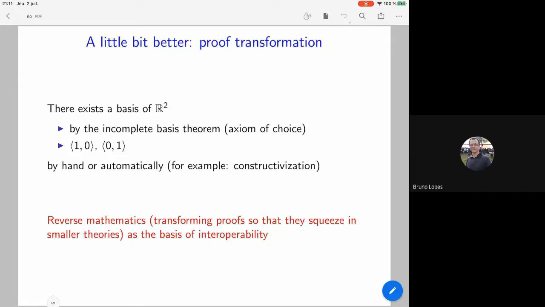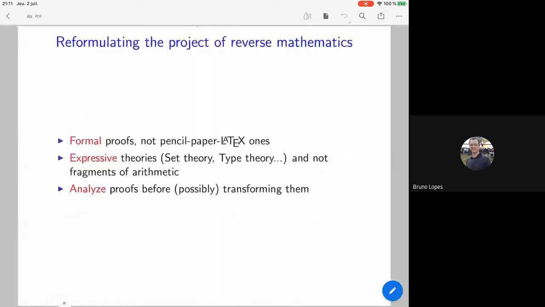Because as soon as you transform a proof that uses the axiom of choice into one that doesn't, then you can export your proof from one system to another, even if the target system does not use the axiom of choice. So, of course, what I just presented is not what is usually called reverse mathematics, and there are three differences.